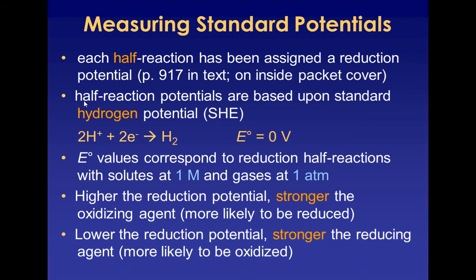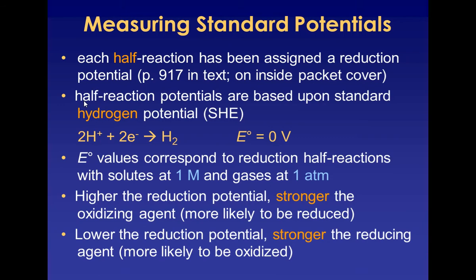Now, these E signs to represent our voltage have this degree next to it, and the degree is what we've talked about previously with delta H and delta S and delta G. It's at 25 degrees Celsius and pressures of 1 atmosphere, concentrations of 1 molar, pure substances.